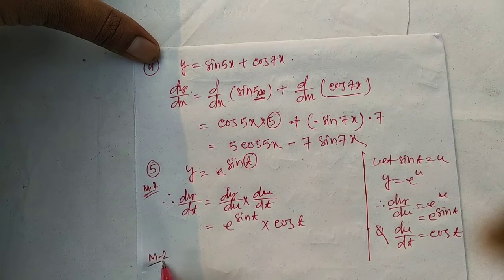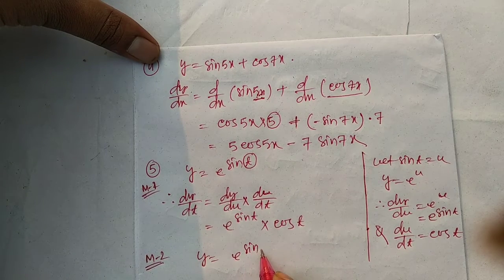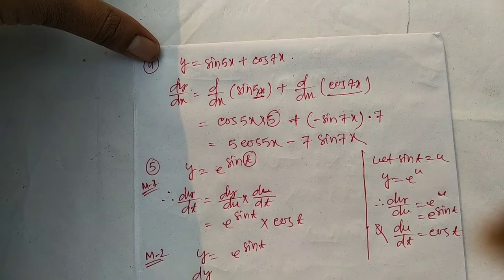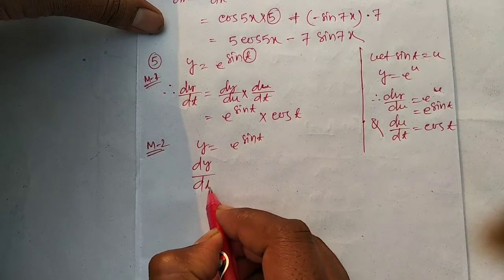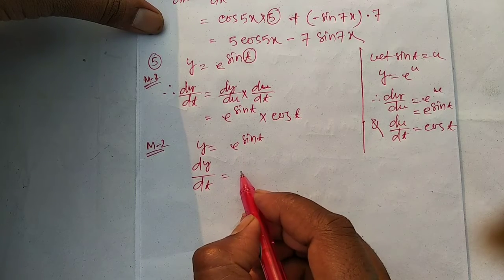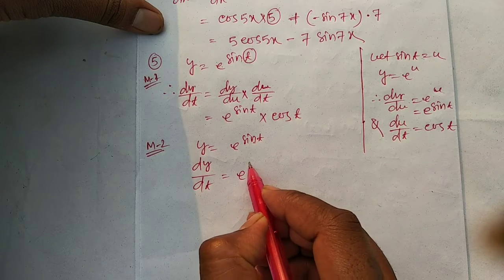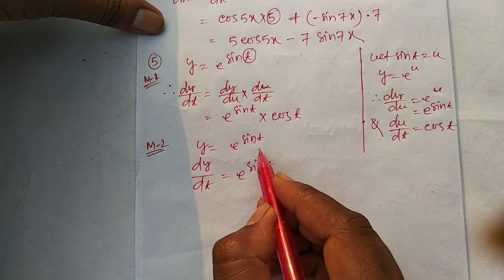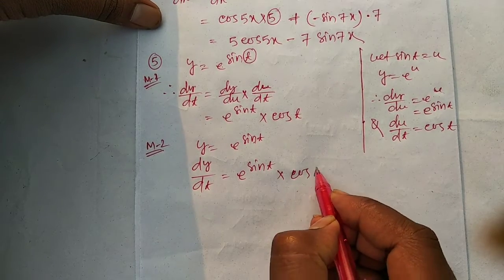In method 2, you have to write directly. E to the power sin t is there. So dy by dt will be: first we have to differentiate e to the power sin t with respect to sin t. This value will be e to the power sin t. Again into the derivative of sin t, that is cos t. So this will be our answer.